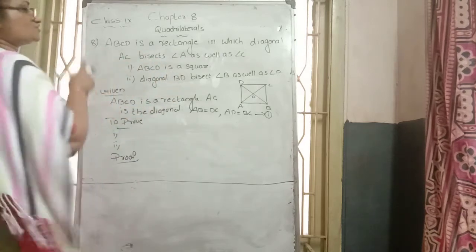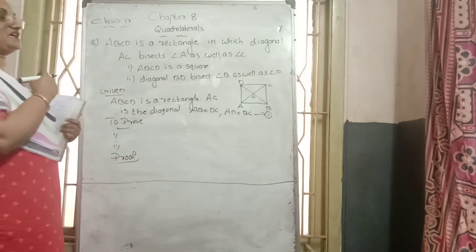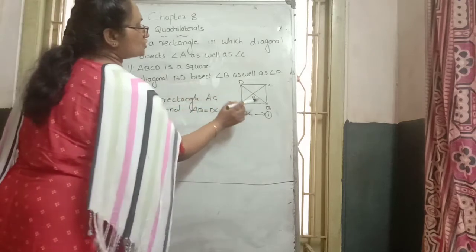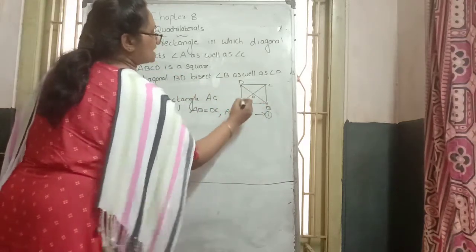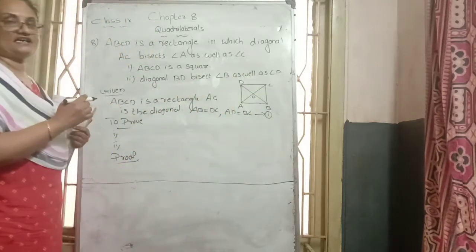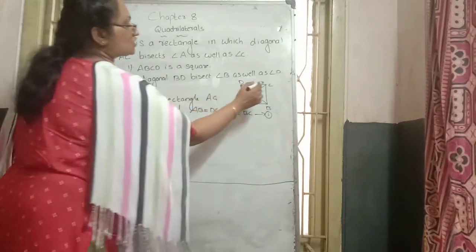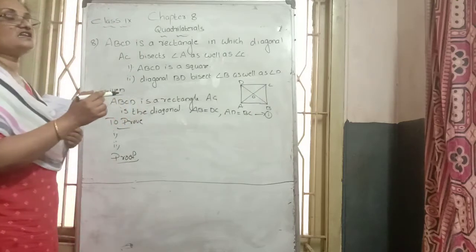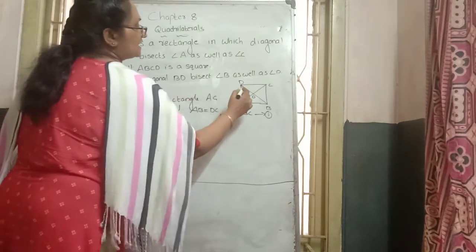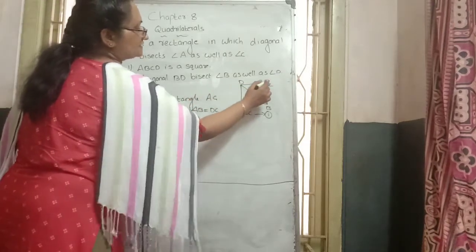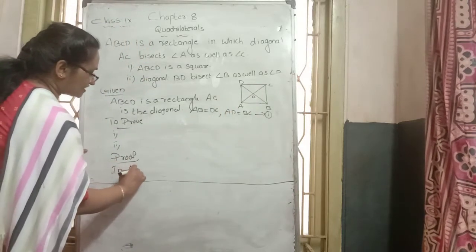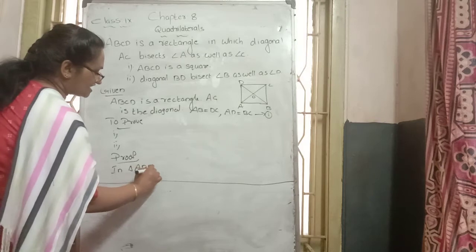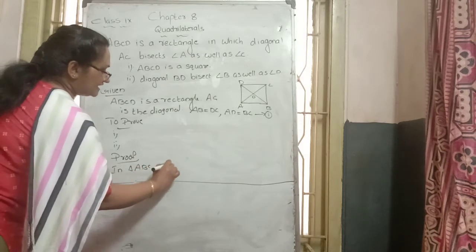First, our aim is to prove ABCD is a square. How to prove that? First of all, we consider any two triangles. Here we consider triangle ABC and triangle ADC. Why do we take these? Because AC is the diagonal cutting the figure into those triangles. That's why we can consider triangle ABC and triangle ADC.